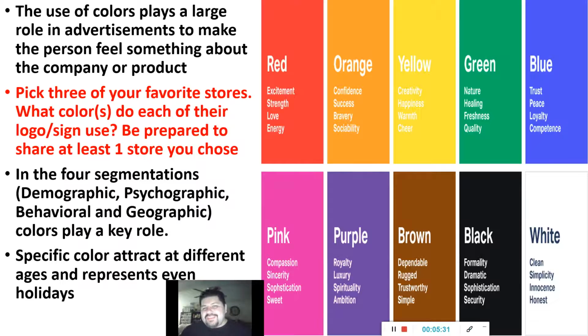Now, here's a little thing which should be fun. If you really notice, specific colors attract at different ages. So if you notice, little kids, if you look at the commercials, you see the toys, they tend to be very bright, very bright. The reds, the yellows, the greens, things like that. They tend to be brighter colors.